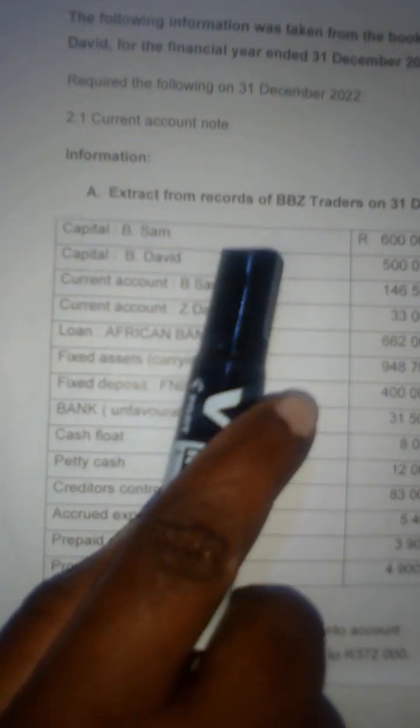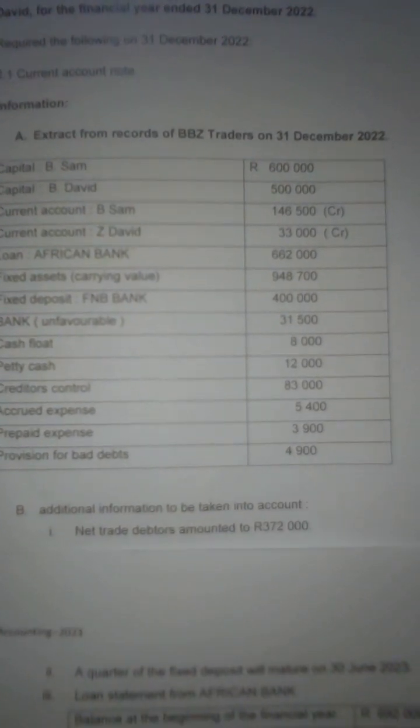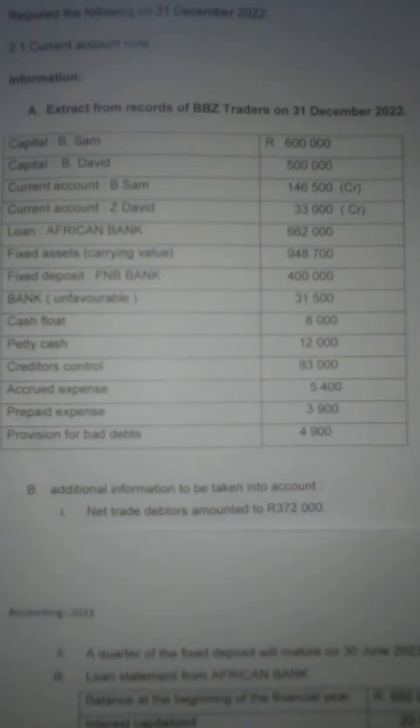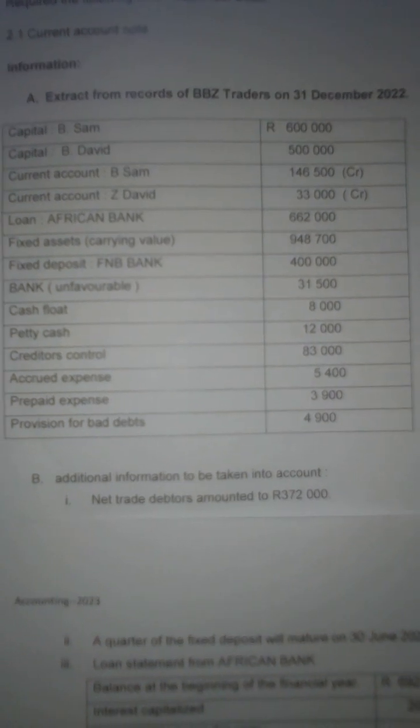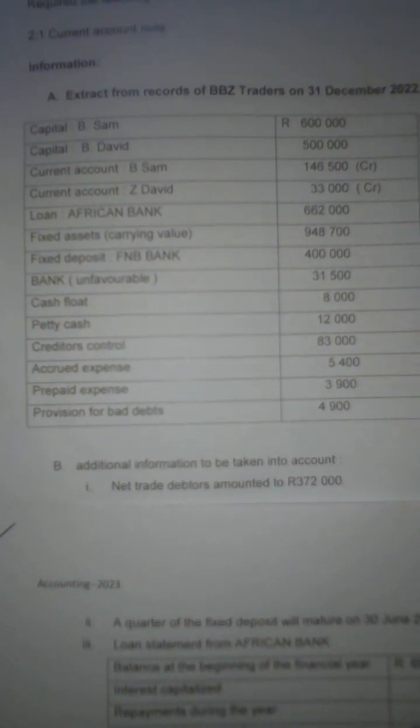Okay, so we are given information extracted from the records of BBZ Traders on the 31st of December 2022, and then we've got this additional information, partnership agreement and everything. So this is all the information that we need to do our note to the financial statements, and the note that you are looking at is only the current account note, one of the key notes when we are looking at partnerships. Okay, on this side I have prepared a template, the answer template that we are going to be using. If you look at it closely, you can see that some of the figures have already been inserted, so it means we'll be calculating all the other amounts that are missing.